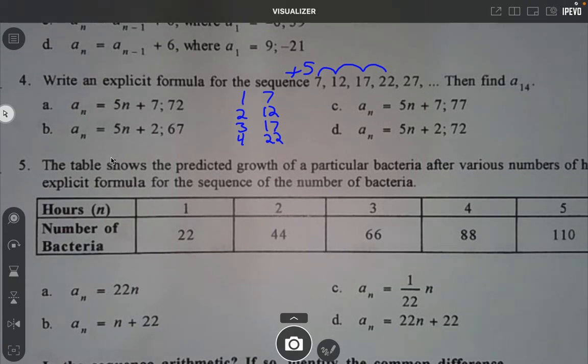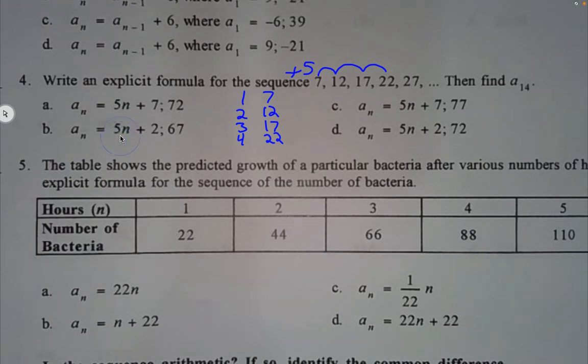Could you multiply by 5 and add 2? Yes. Let's try it. What's 2 multiplied by 5, and add 2? What's 3 multiplied by 5 and add 2? So it looks like I'm multiplying by 5 and adding 2. So I've narrowed it down. Now how do I find the 14th term? Multiply by 5 and then add 2. 5 times 14 plus 2.